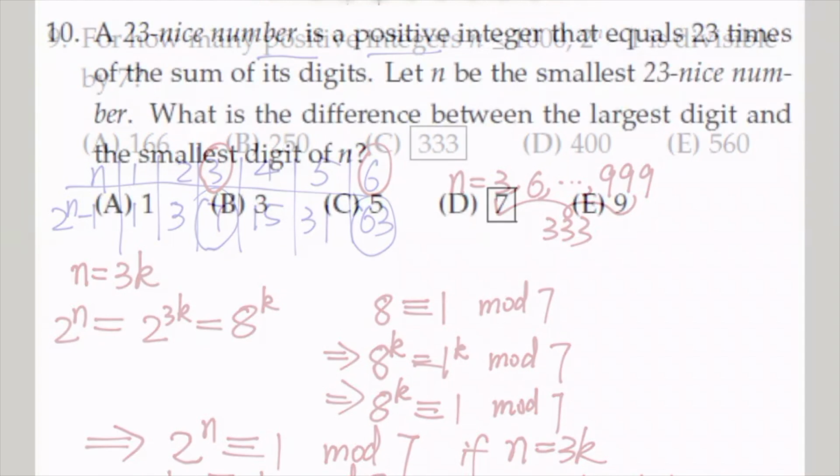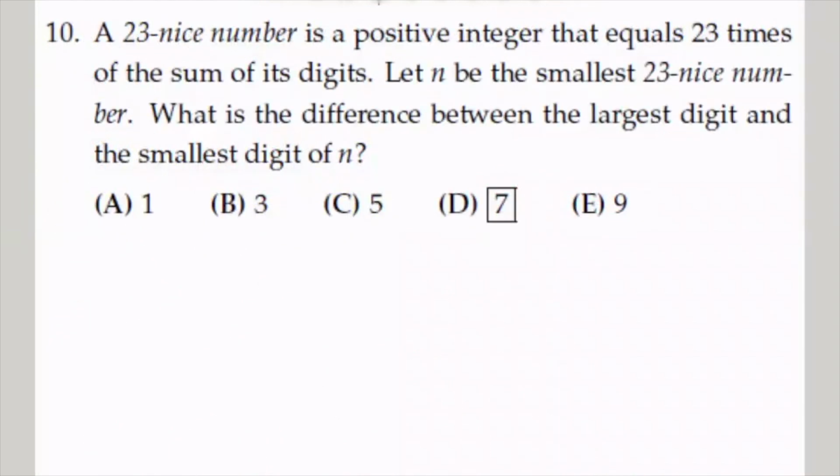A 23-9th number is a positive integer that equals 23 times the sum of its digits. Let n be the smallest 23-9th number. What is the difference between the largest digit and the smallest digit of n? We don't know the number of digits that n has. So let's try 2-digit.